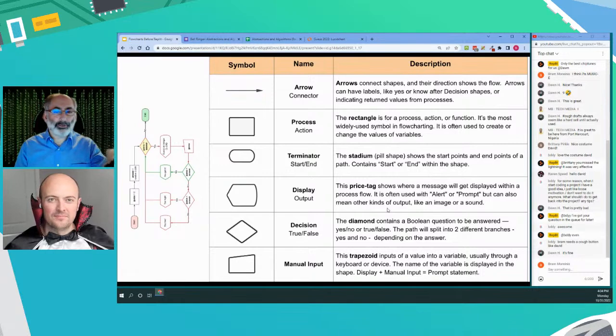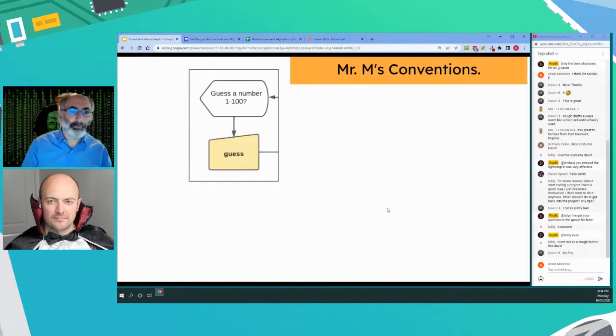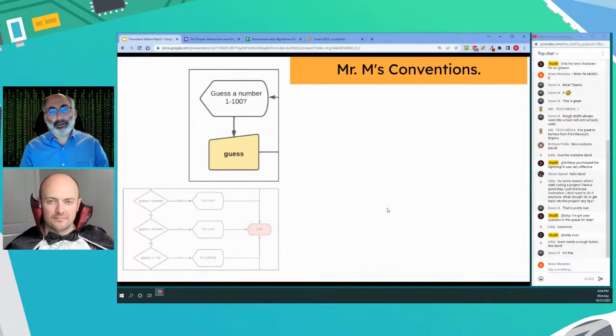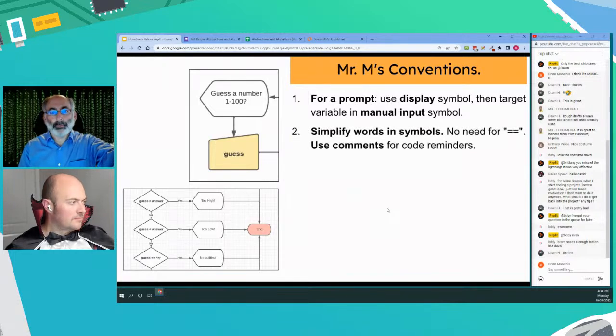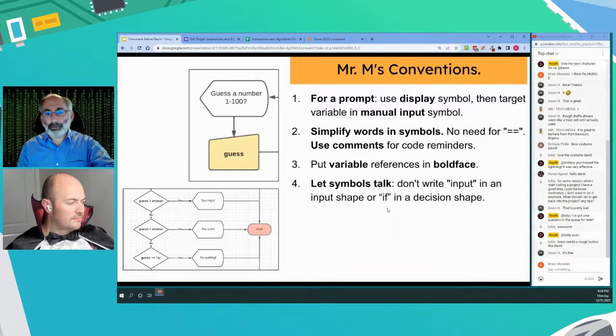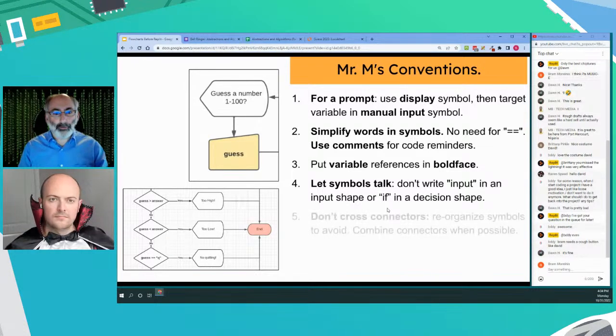And you have access to this document. If you look at my slideshow, there's a link for it at the end. So my conventions, I think I just said that, for a prompt, we have 2 shapes. We have the display, and then we have the variable that the user does the manual input in. Simplify the words, put the variable references in boldface, let the symbols talk. So I don't have to write input guess here. It's an input shape, so I just write guess. Again, that's how flowcharts can be easier to read visually.